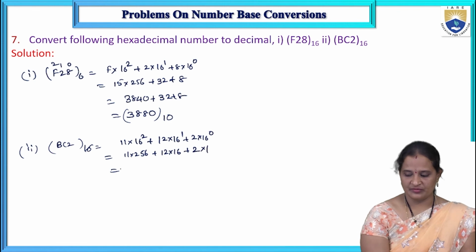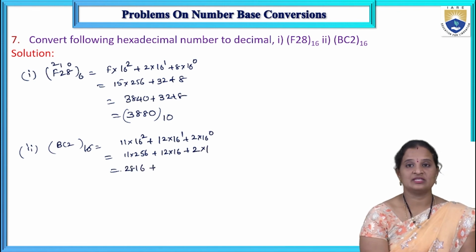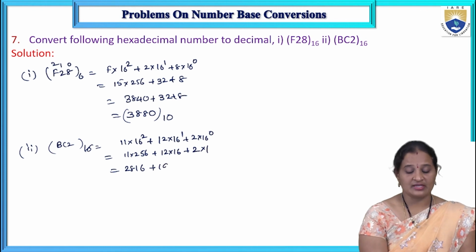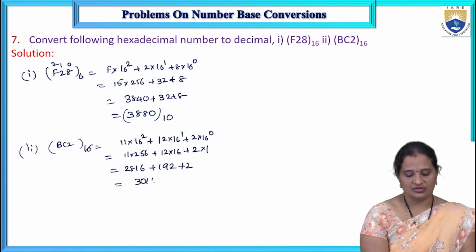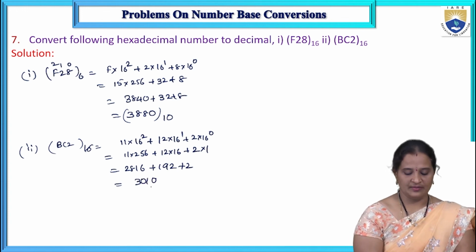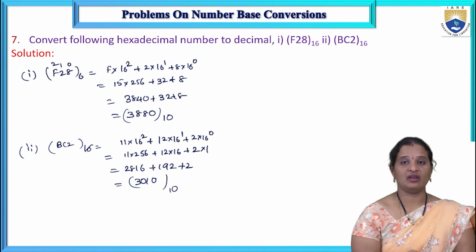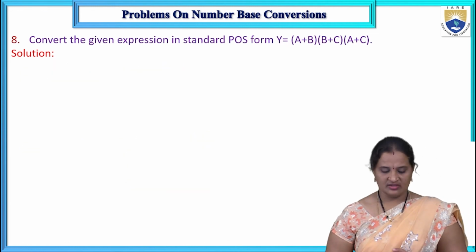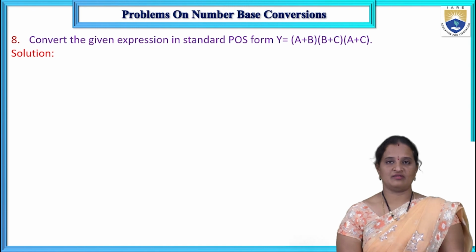So 11 into 256 is 2816 plus 12 into 16, that is 192, plus 2. So if I add all this, I'll get the answer as 3010. So this is the decimal equivalent for the given hexadecimal number. So like that you can do any conversion.